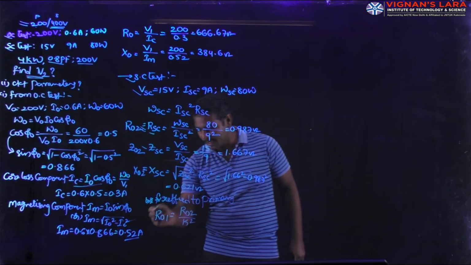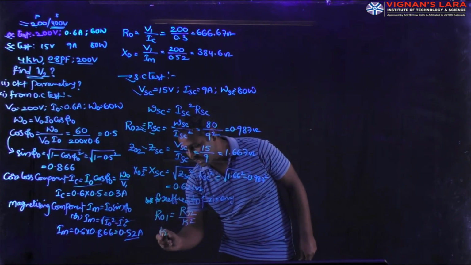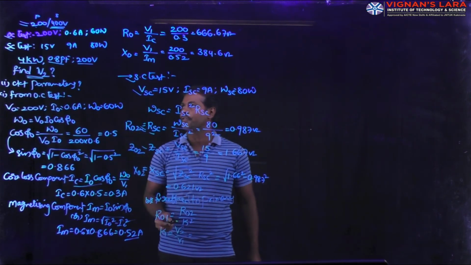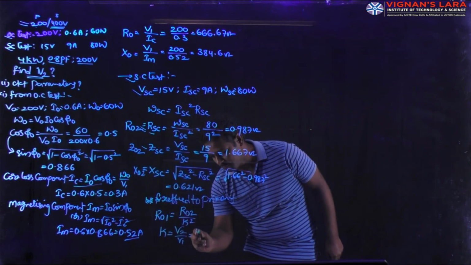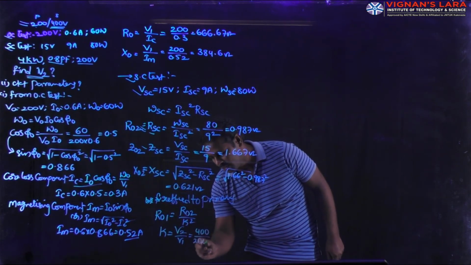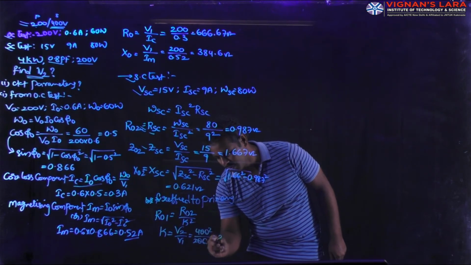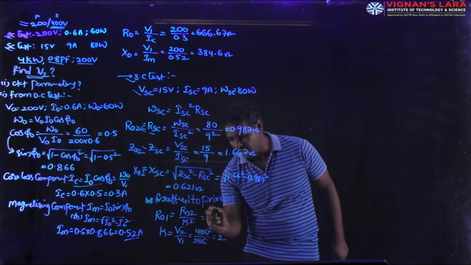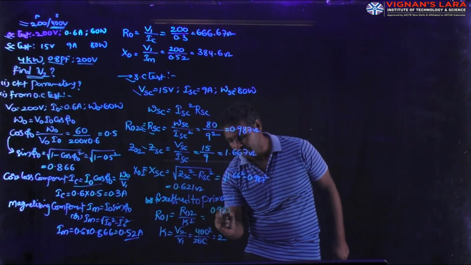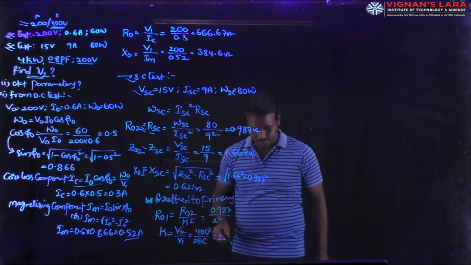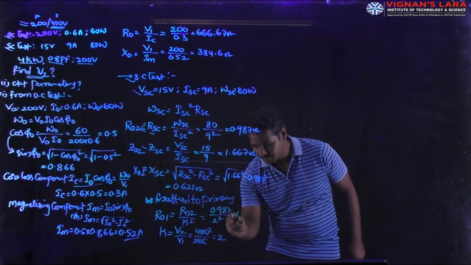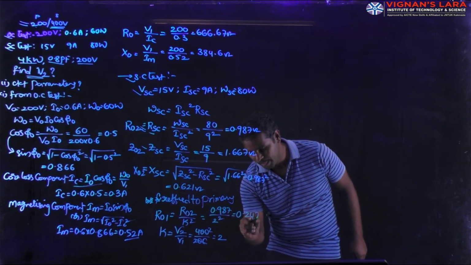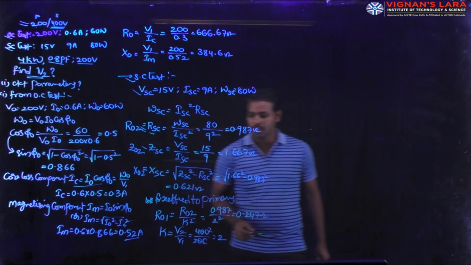Before measuring R01, K is the transformation ratio, equal to V2 divided by V1. V2 is 400 and V1 is 200, so 400 divided by 200 is equal to 2. The transformation ratio is 2. So R01 is equal to 0.987 divided by 2 square, which is equal to 0.247 ohms.